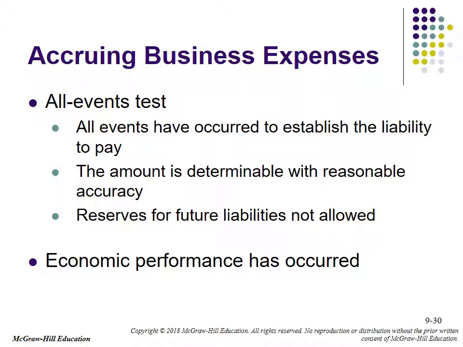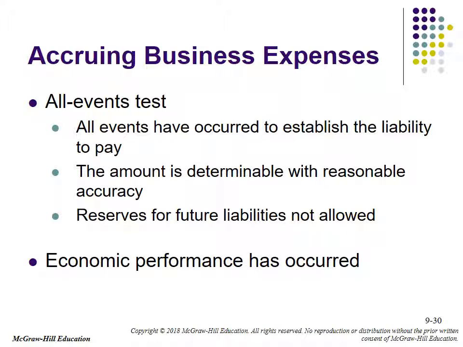Even when businesses meet the all events test, they still must clear the economic performance test. Congress added this because in some situations, taxpayers claimed current deductions and delayed paying the associated expenditure for years. Thus, they got a great tax advantage there.